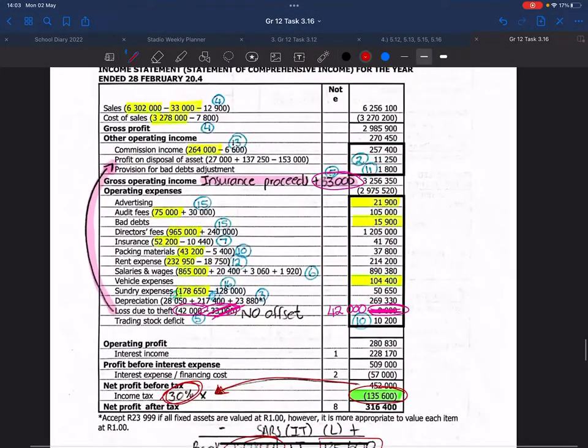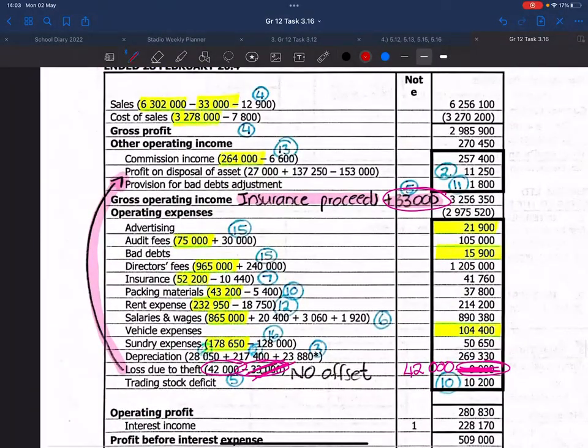Okay, so I will confirm this insurance proceeds that I referred to, but as far as I'm concerned, the memo is incorrect, and that is the correct way to do it, because you cannot offset income and expenses. You're not allowed to offset. So rather do it the way that I did it.